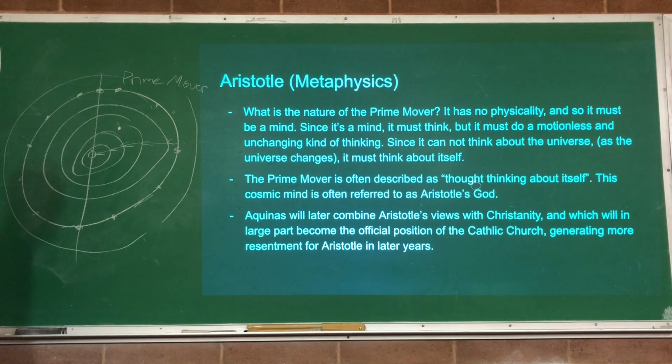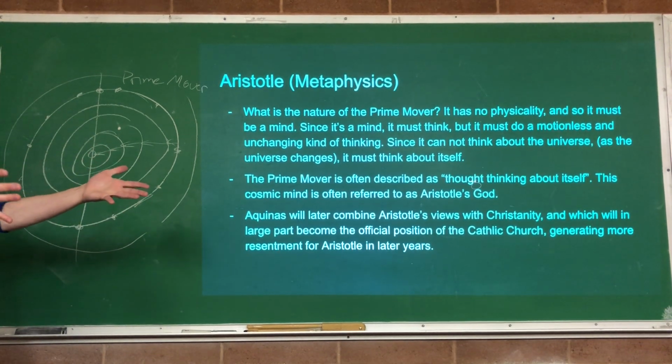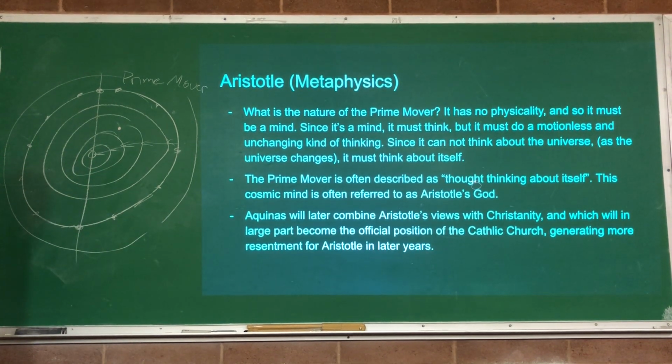So it can't think about nothing, and it can't really dwell on this universe, because this universe is changing, and that would introduce change into the prime mover. So, since it cannot think about the universe as the universe changes, the only thing it has left to think about is itself. So the prime mover is some ultimate mind sitting there thinking about itself. Perfect form, thinking about itself. And that's all it does. The prime mover is often described as thought thinking about itself.